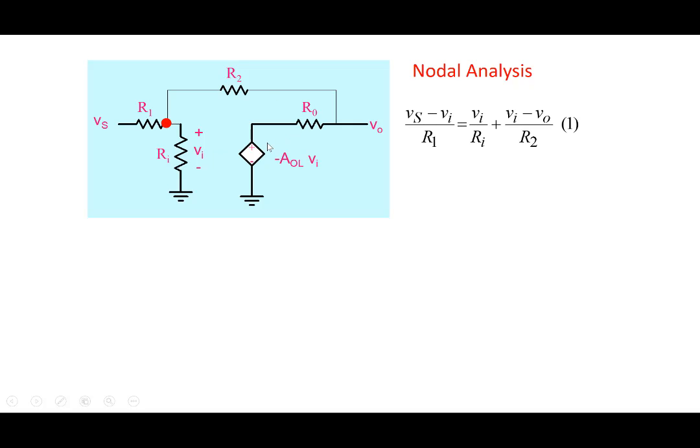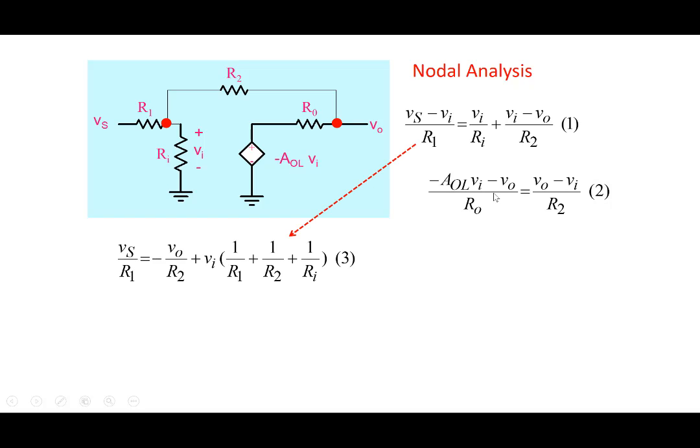Let's do a quick nodal analysis. Vs minus Vi, this is Vi by R1, will be equal to Vi by Ri plus Vi minus V0 by R2. So that's one equation that we get. And the other one is we can do a nodal at this particular point, so we can write this equation here. A0L is the open loop gain here.